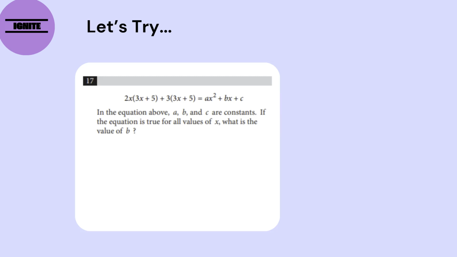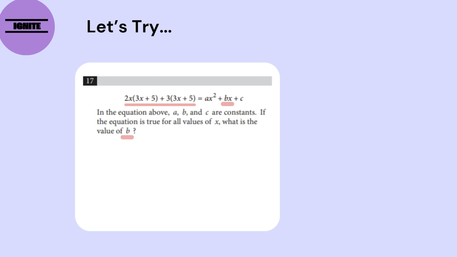This question is asking, in the equation above, a, b, and c are constants. If the equation is true for all values of x, what is the value of b? Now, let's dissect this a little bit. We know it's asking for the value of b, but we have the value of b correlating to something in the standard quadratic equation, ax squared plus bx plus c, where a, b, and c are all constants. Now, we know we can get this equation on the right if we simplify this equation on the left, because they are supposed to equal each other.